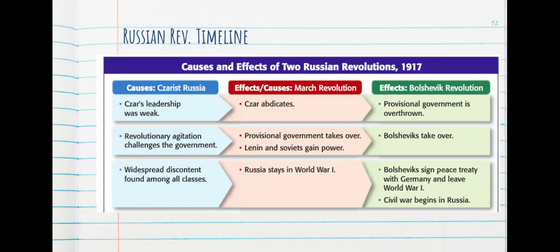And so in October, the Bolsheviks take power. They overthrow the provisional government, and they run under the slogan of peace, land, and bread. They're planning on getting us out of the war, giving the common people land and giving people food. They're focusing on more domestic ideas.